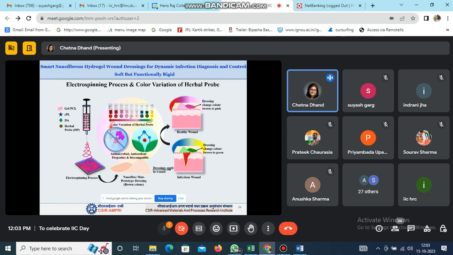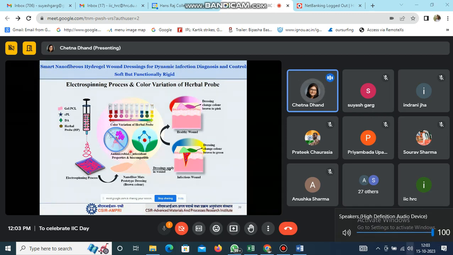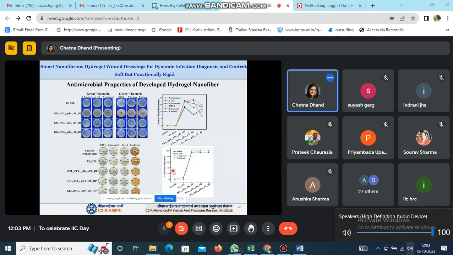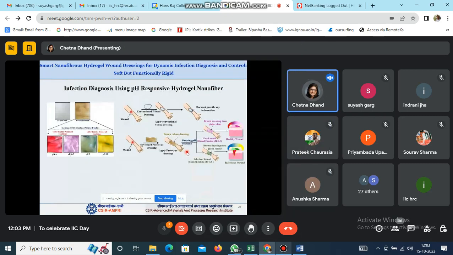Of course, in these dressings we have added an antimicrobial component to kill the microbes also. So it has a dual role. It kills the microbes. At the same time, if there is an infection, it will tell us that yes, the infection has started on the wound. We have already tested the antimicrobial properties of these dressings, and they show very good antimicrobial properties. I'm not going into detail.